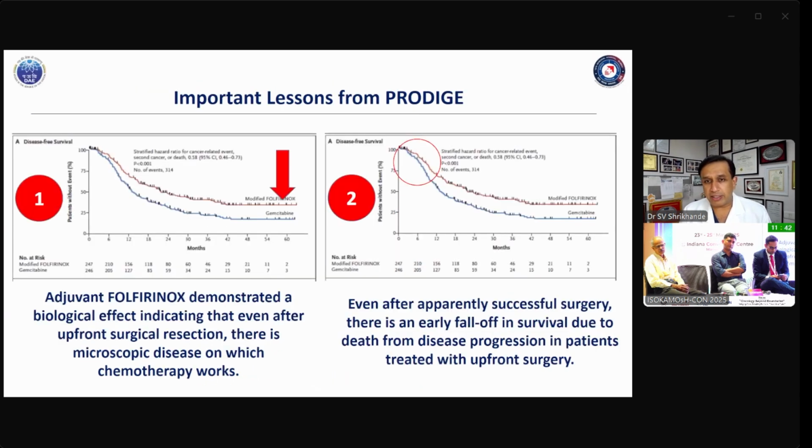But even in that trial, there are important lessons for us. I know this is a surgical talk, but the surgeon must be fully aware of this when we approach a BRPC or an LAPC.